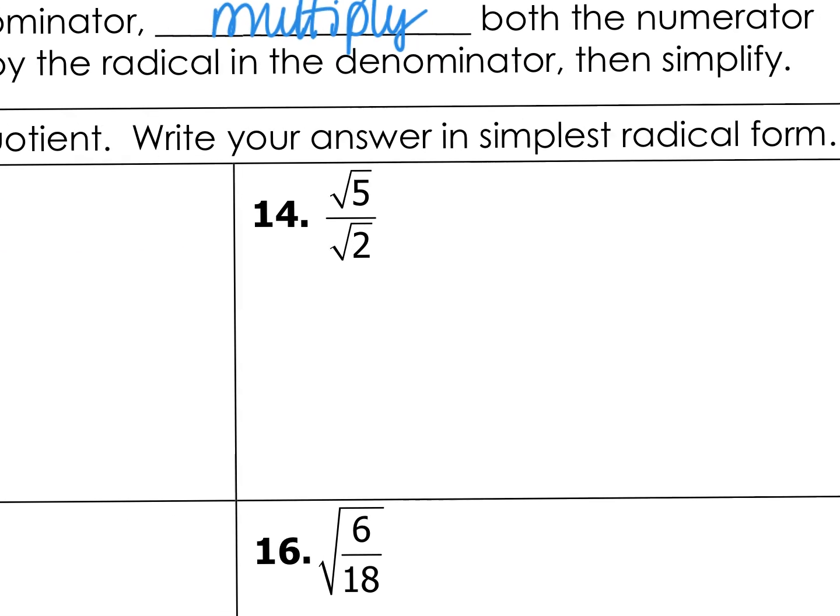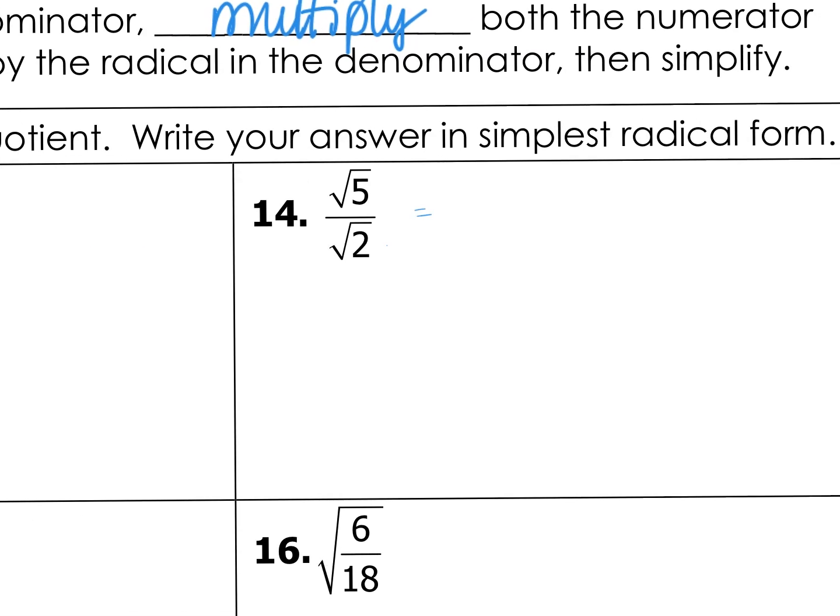All right, number 14. I'm going to multiply the bottom by square root 2, the top by square root 2. So I have square root 10 over square root 2 times square root 2 is 2. And then square root 10, I cannot simplify that. So that is my final answer.